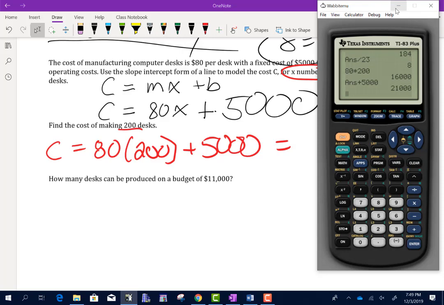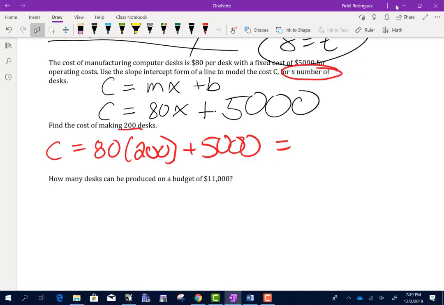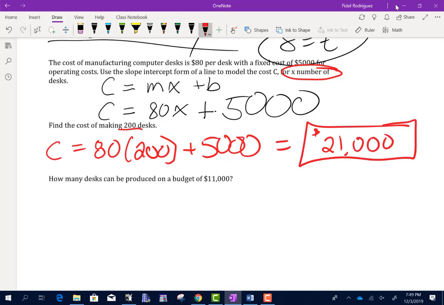$21,000. Maybe we should be making desks, right? We can charge them $21,000. Okay.